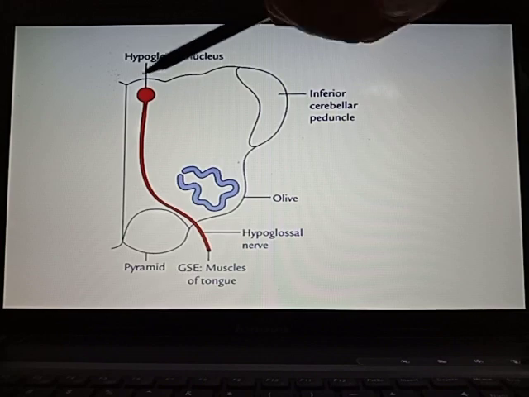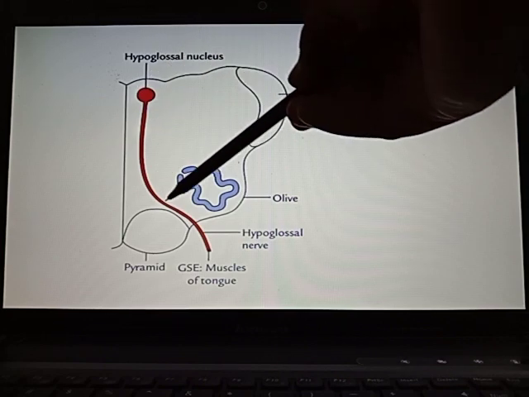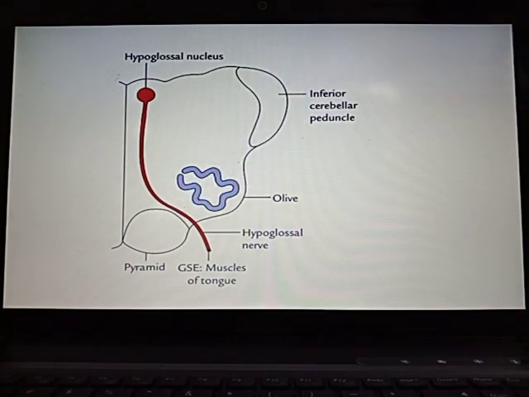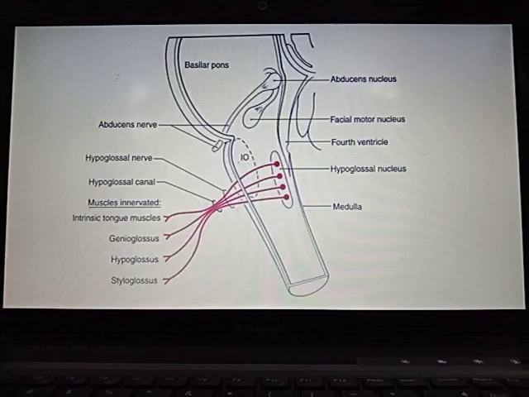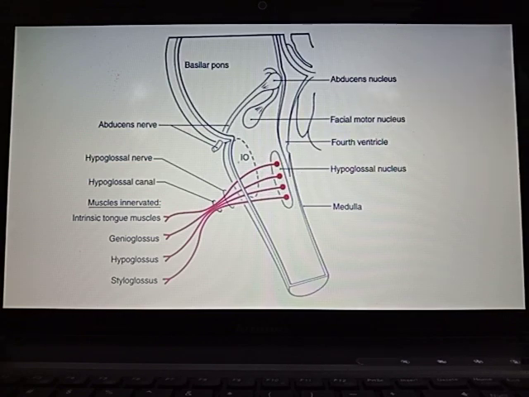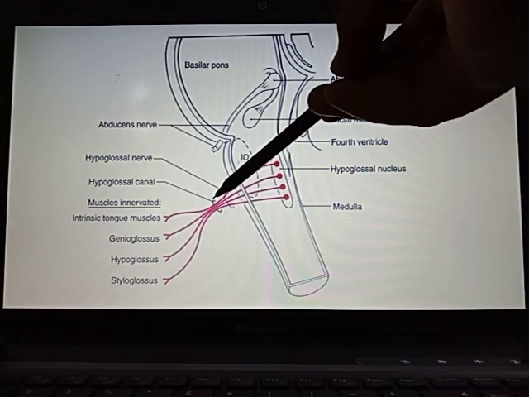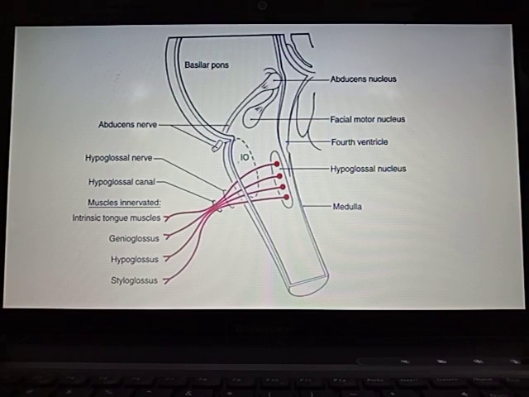So this is the hypoglossal nucleus in this schematic diagram. The nerve comes out in between the pyramid and the olive. This is the hypoglossal nerve, and it has the somatomotor fibers which supply the muscles of the tongue. Again, these are the 4 ventral roots of the pre-cervical nerves. They unite to form the hypoglossal nerve. It goes to the hypoglossal canal and then it supplies the muscles of the tongue.